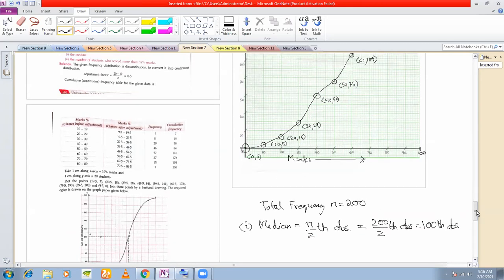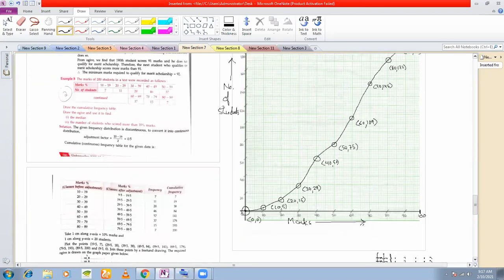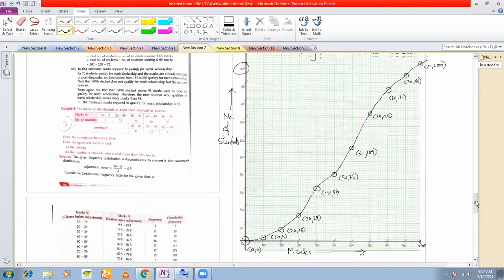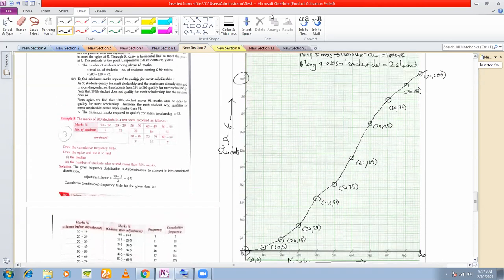So now we locate the 100th observation. Now, what is n here? Remember, n here is the number of students, the total number of students. So the number of students has been plotted on the y-axis here, if you see. So that is why, just a minute.